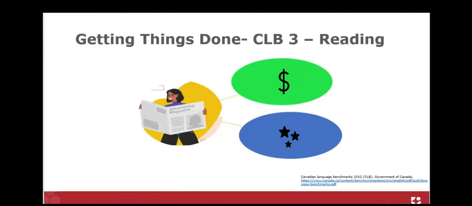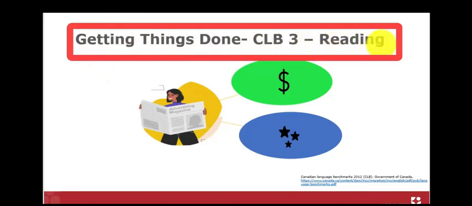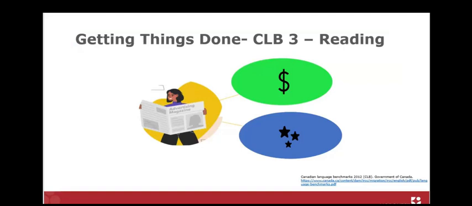Now let's explore a task related to getting things done in CLB3 Reading. At this level, students practice reading formatted text like ads. For example, a task could involve reading a simple product advertisement to decide whether to purchase it. Learners scan for key details such as price and benefits to make an informed decision about buying a product.